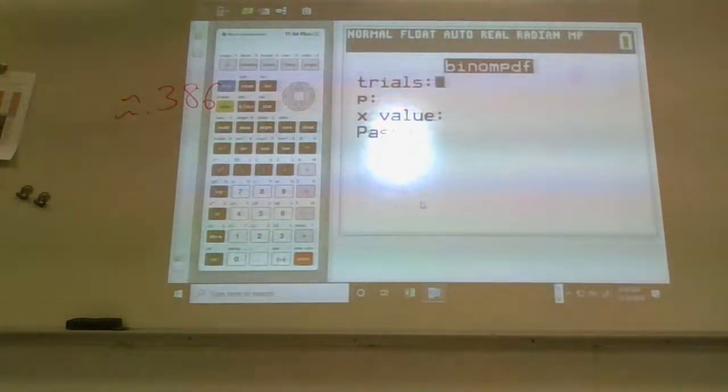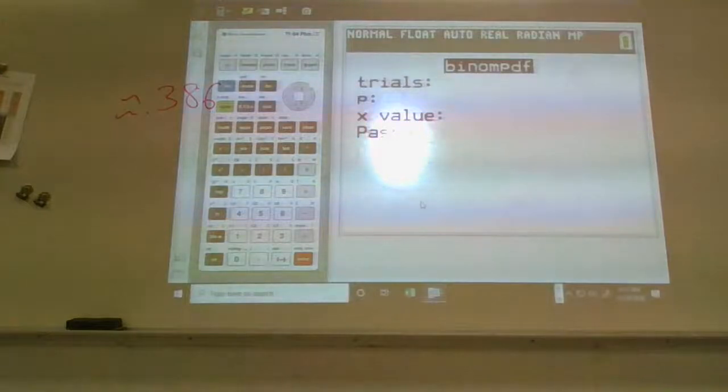Okay. This is important, though. Trials, P, and X value. How many times did I say we were going to roll that die? No, there were 6 sides to it, but how many times did I say we were going to roll the die to see if we can get a 3? We were going to roll the die 4 times. That's how many trials you have.